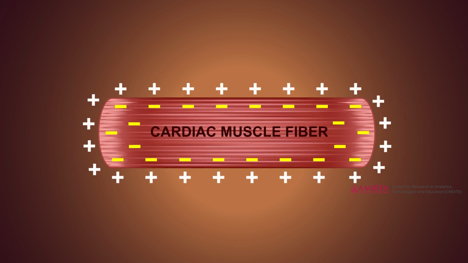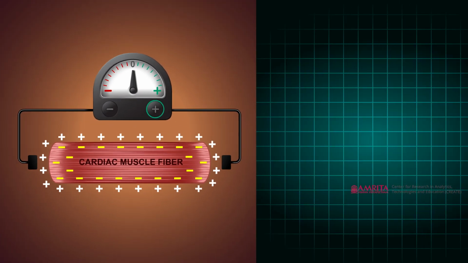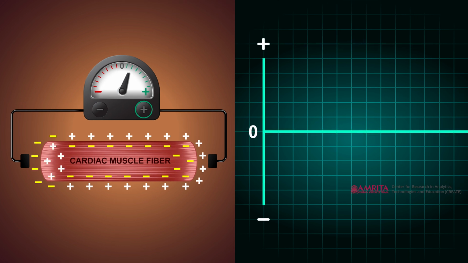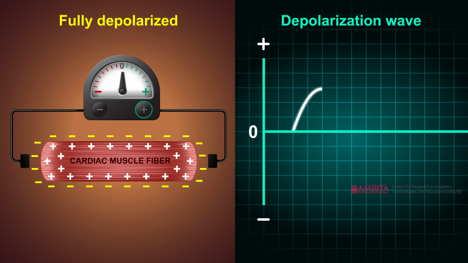At rest, the cardiac muscle is polarized. Both electrodes sense the same potential, so the ECG trace is flat. When depolarization begins, the inside becomes positive. As the wave moves toward the positive electrode, the ECG deflects upward. Once the fiber is fully depolarized, both electrodes sense equal potential again. The ECG returns to baseline.